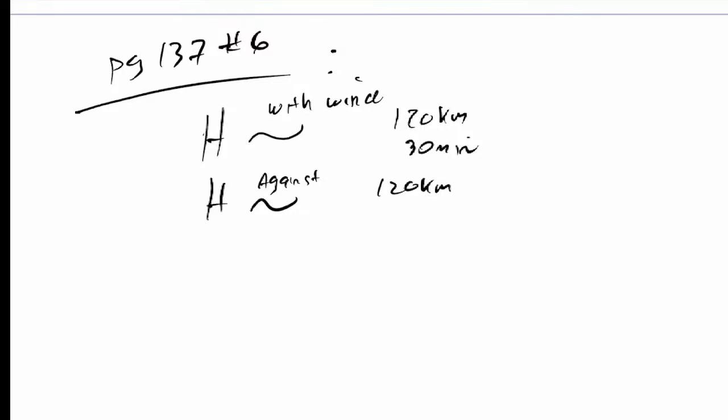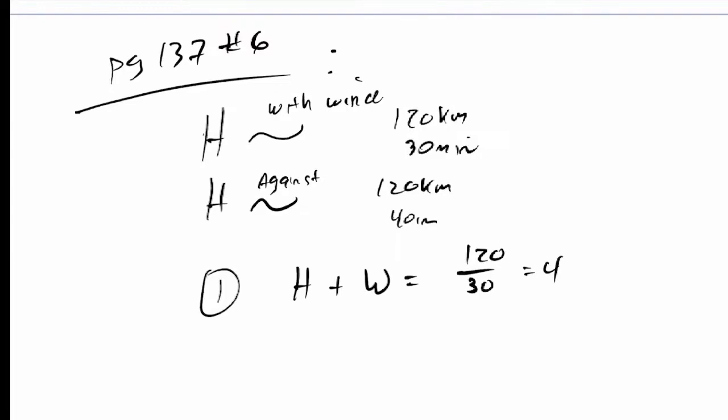Number 8, I already did, so it'll be in the stream when you check it out, whoever is asking that one. But for 137, number 6, the general idea is it takes 10 minutes longer, so it takes 40 minutes. When I'm going with the wind, the helicopter speed plus the wind is going to be 120 divided by 30. The answer here is in kilometers a minute, because don't forget you're dividing by 30.